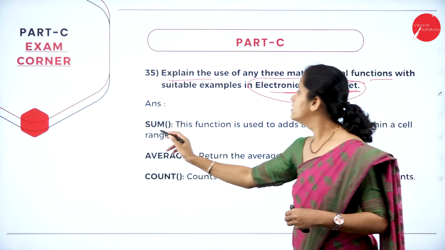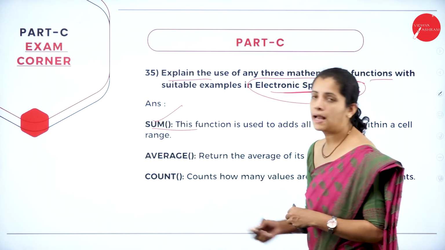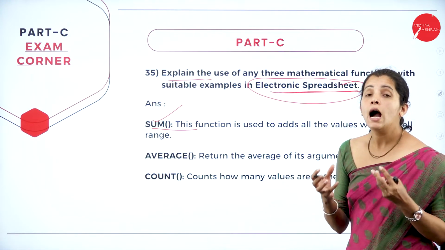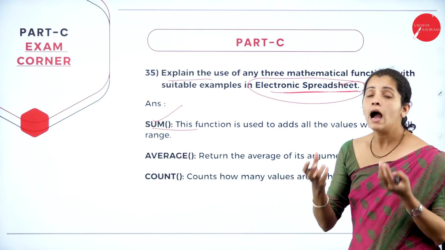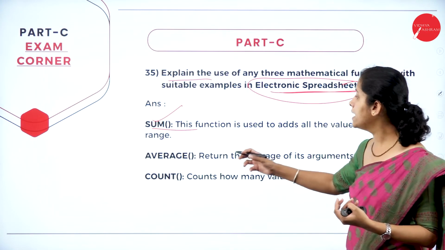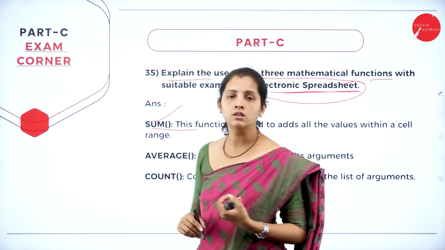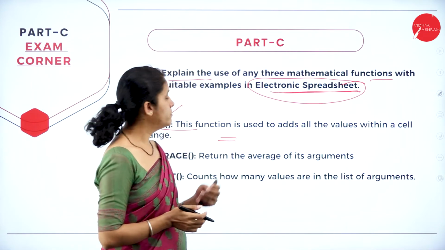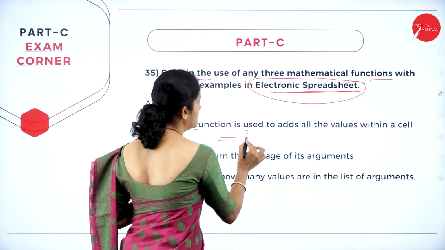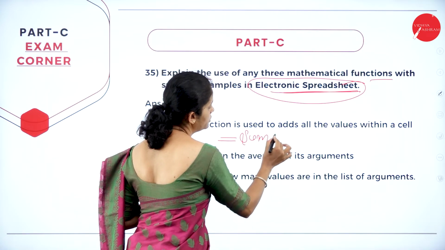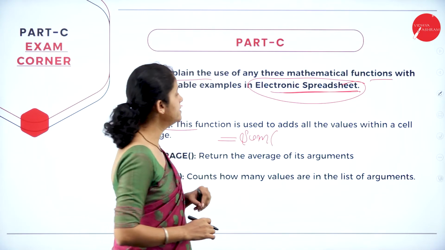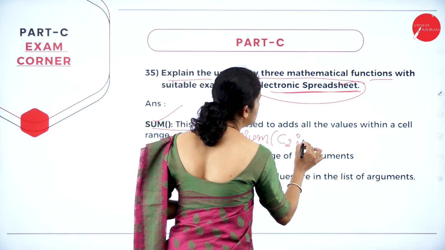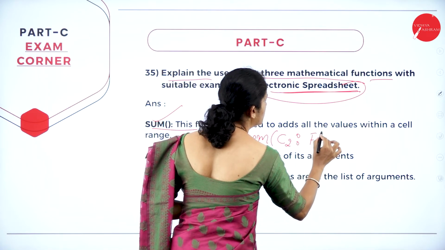So what is my first mathematical function? It is sum. Suppose I want to add the values or add the cell elements, then I'm going to use the function called sum. So dear student, let me write the example here. First I'll write the equal symbol, then the mathematical function name, that is sum. Now specify the range. For example, I'll write C colon F.